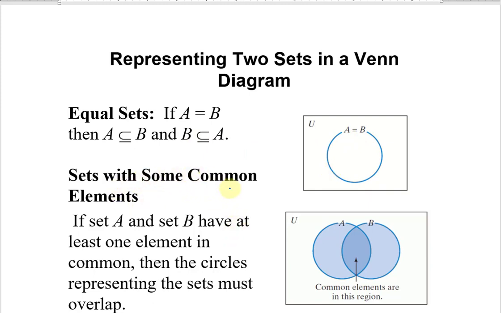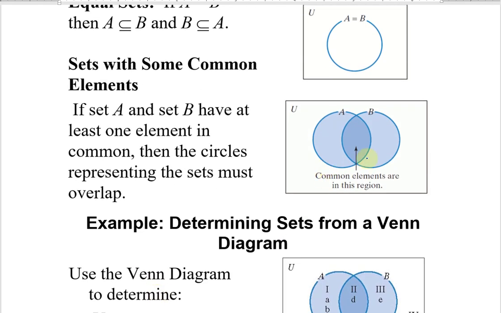Now, sets with some common elements. If sets A and B have at least one element in common, then the circles representing the sets must overlap, so they have something in common in between.